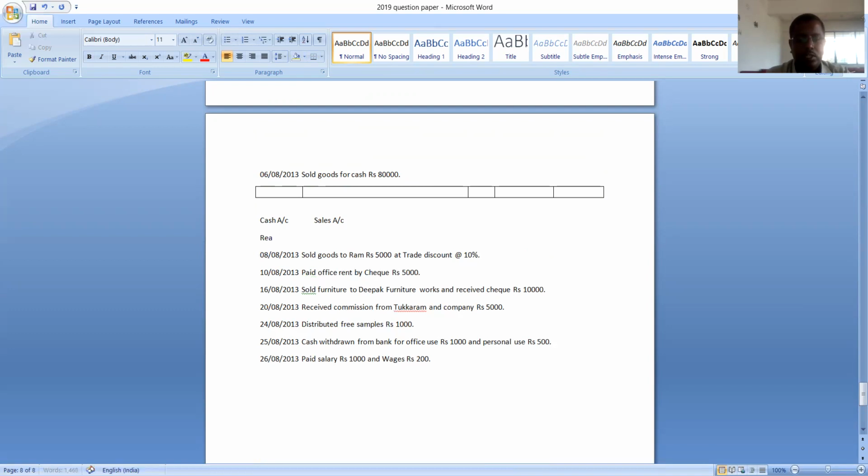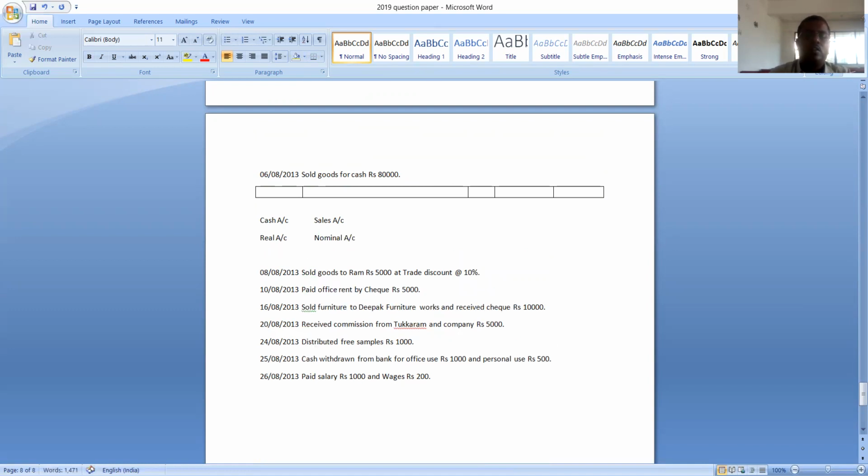Cash is which account? Cash is a real account. Sales is which account? It is a nominal account. Now we should decide which account should be debited and which account should be credited.